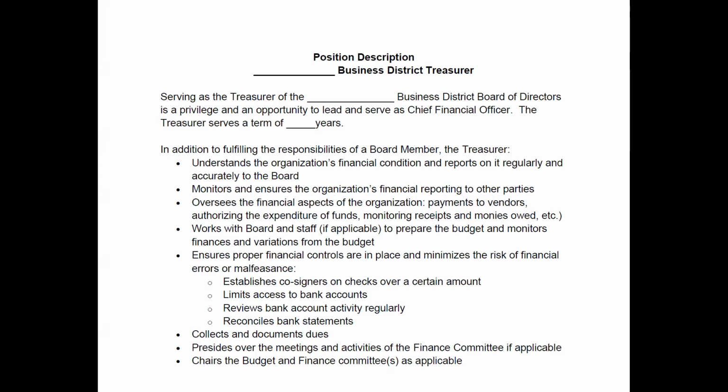The treasurer also collects and documents dues from potential members, and presides over meetings and activities of the finance committee if applicable. So you may or may not have a finance committee, but if you do, the treasurer is going to chair that committee and help to determine what the activities of that committee are, whether it be deciding the budget, things like that. Okay, so those are your four officers.